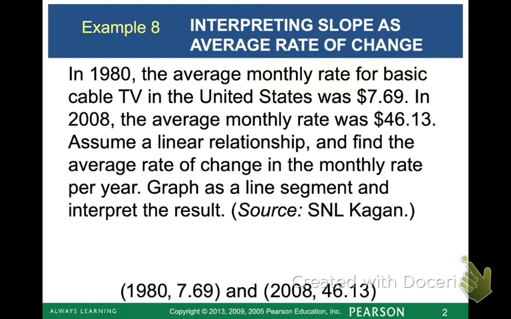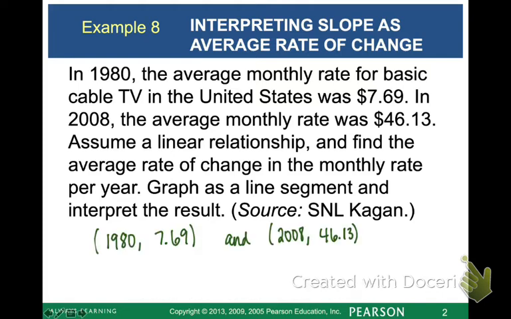Graph a line segment and interpret the results. So really here we're just looking for slope. We're going to interpret the slope. How has the cost of cable gone up as time has gone on? In order to find slope, we just need 2 points so that we can do our y2 minus y1 over x2 minus x1 slope formula.